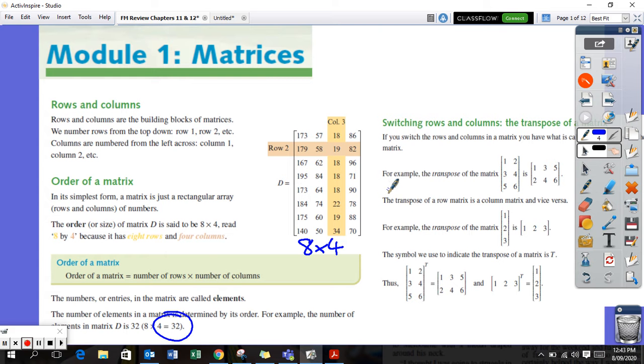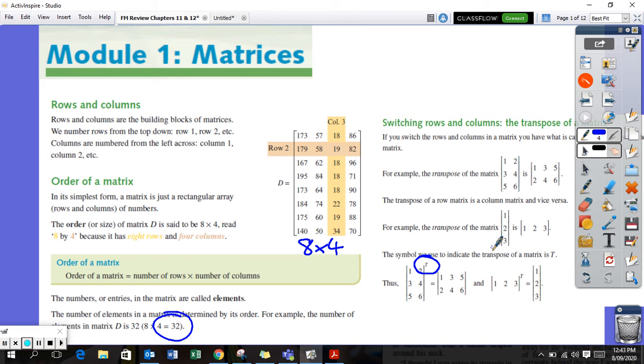And what we can do with a matrix is we can transpose a matrix. The little symbol uses this little T. Transposing means the first column becomes the first row, the first row becomes the first column, the second row becomes the second column, the third row becomes the third column. So it's transposing a matrix, and we use this little T symbol.